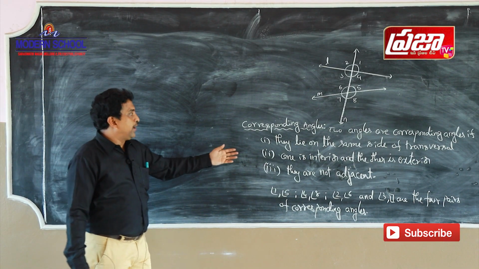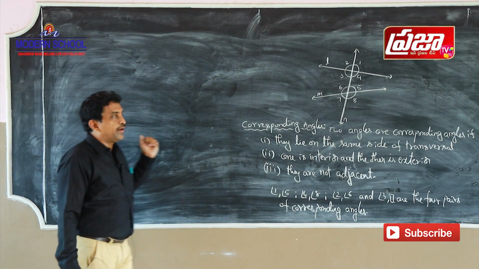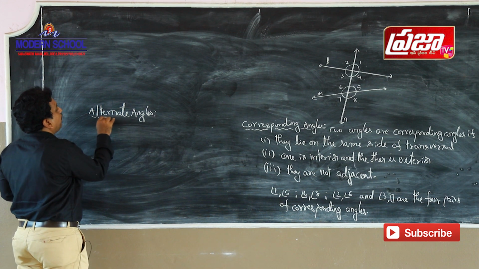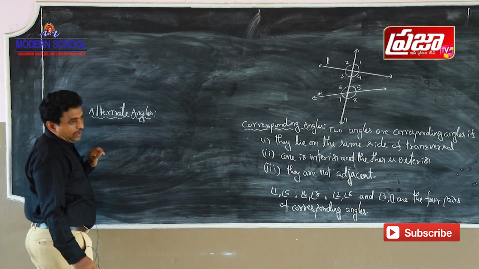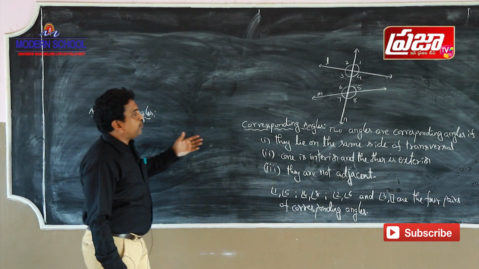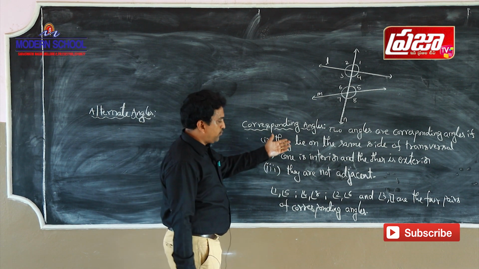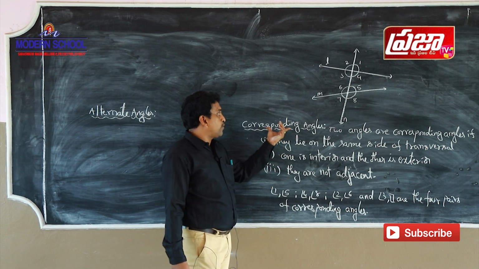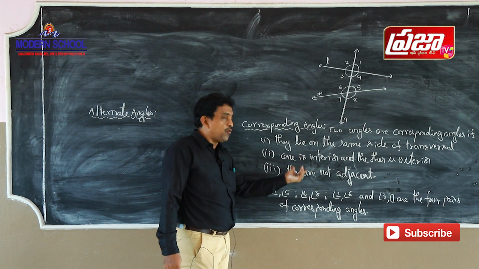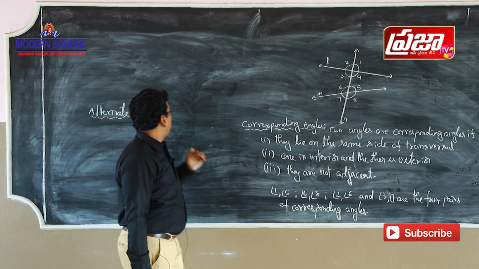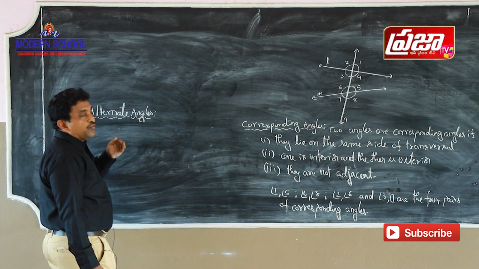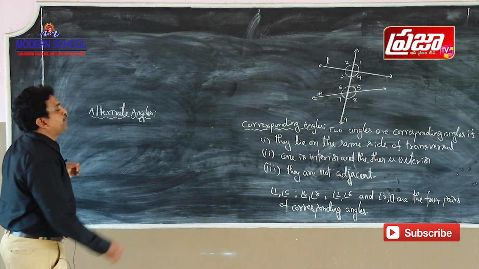Now explain corresponding angles. Now explain alternate angles. How to find alternate angles? For corresponding angles, just now I told 3 points to find out. To recognize corresponding angles in an easy way, you have to observe these 3 points. In the same way, to recognize alternate angles, 3 more points you have to find out.